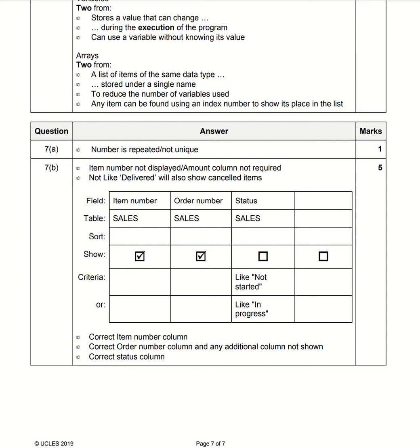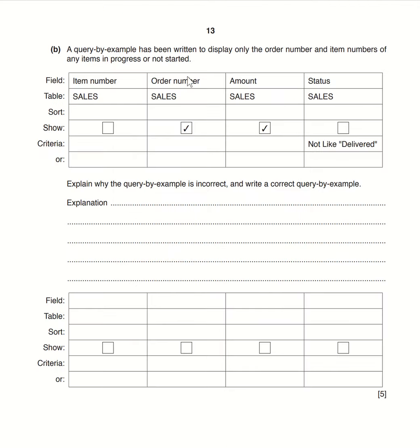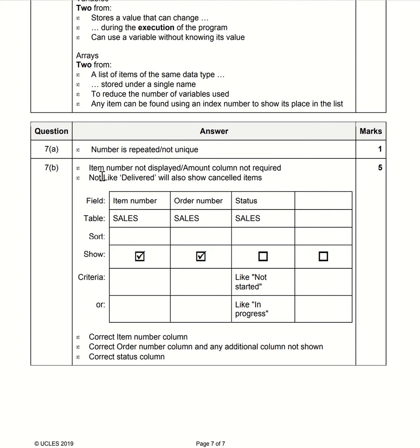So let's see. Yeah, so this should be ticked, and status should be like not started or like in progress. Item number not displayed, amount column not required. Yeah, so this was not necessary, and not like delivered. Well, also show cancelled items. Yeah, so cancelled items are also included in not like delivered.